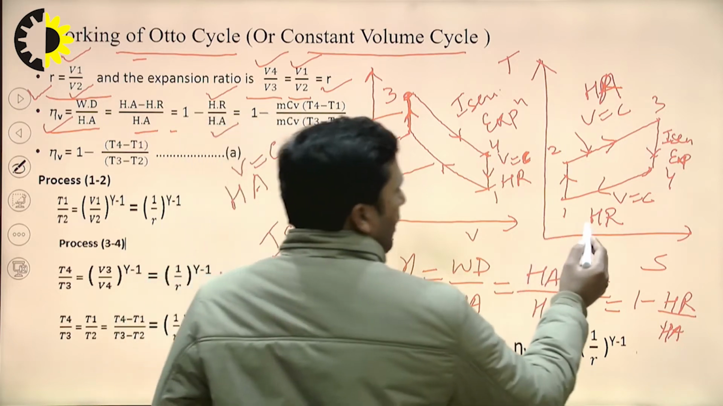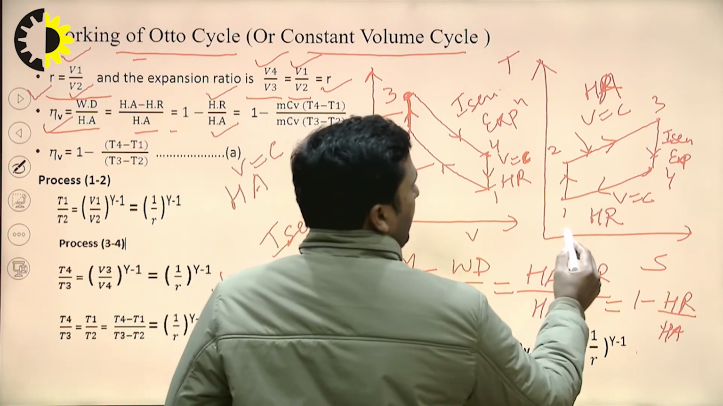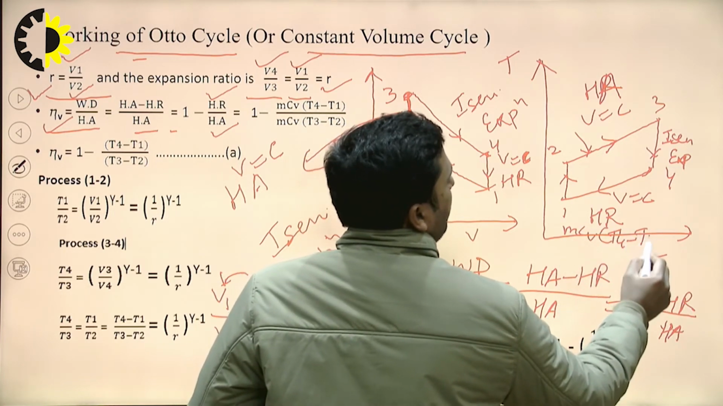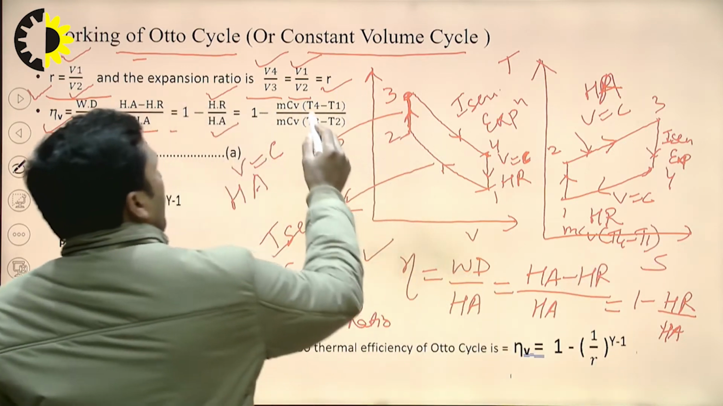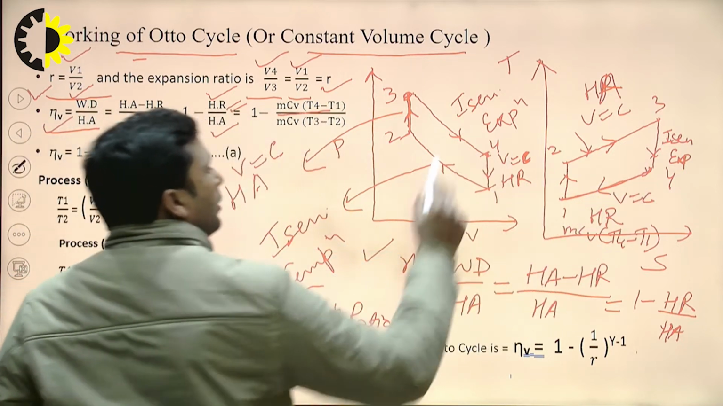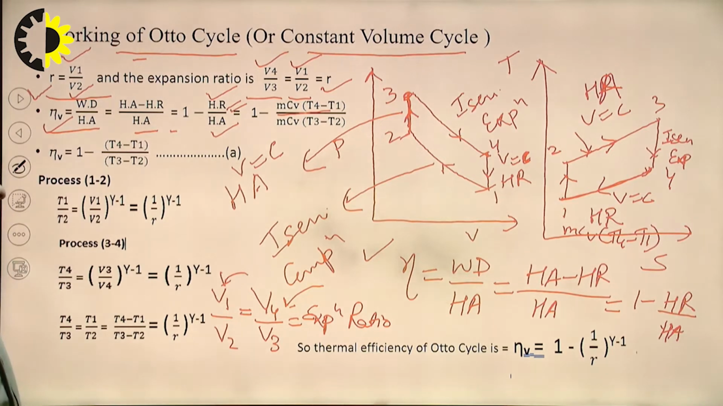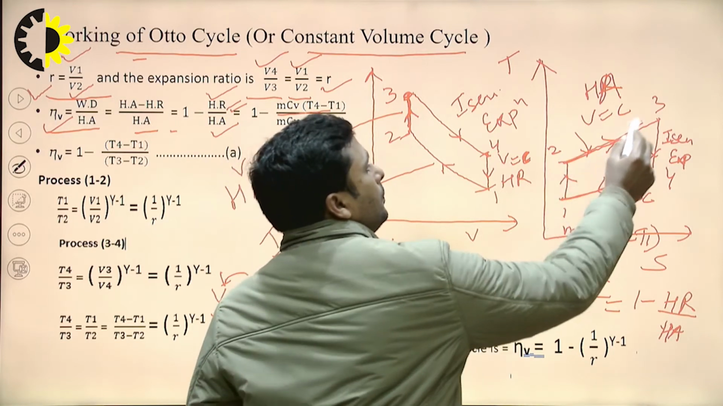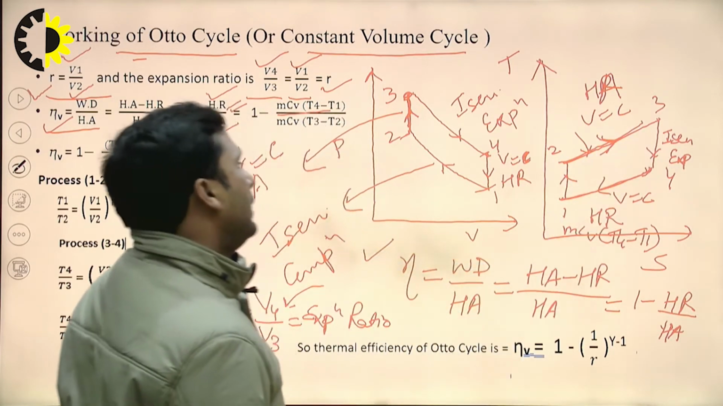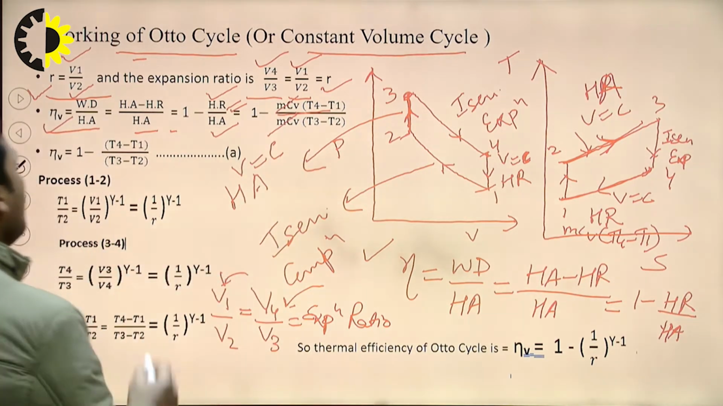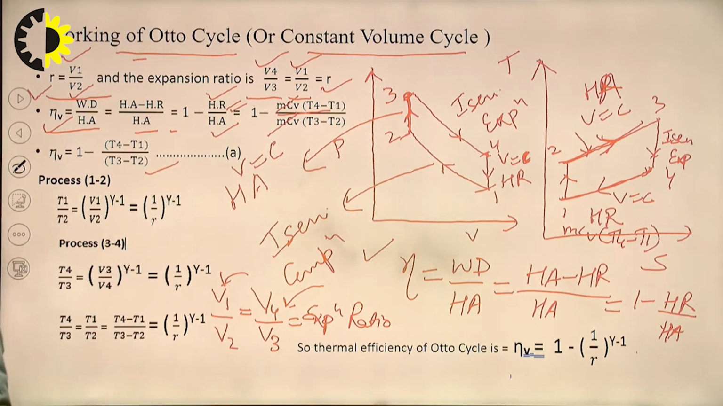So the value of HR, the value of heat rejection from the TS diagram, will be equal to m Cv (T4 minus T1), for heat rejection process 4 to 1. And heat addition from the TS diagram, process 2 to 3 is the heat addition process, and it will be equal to m Cv (T3 minus T2). So m Cv will cancel out. So it will be equal to 1 minus (T4 minus T1) upon (T3 minus T2). That is the thermal efficiency of the Otto cycle in the temperature format.